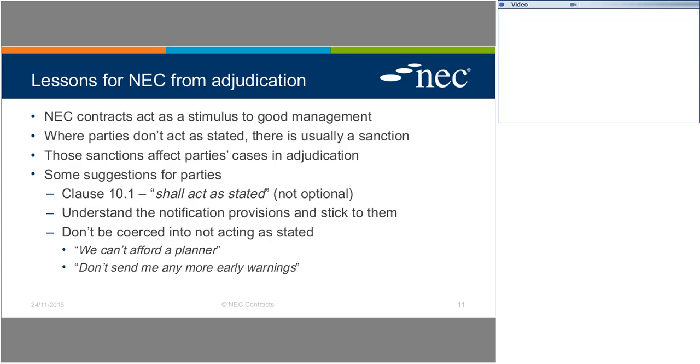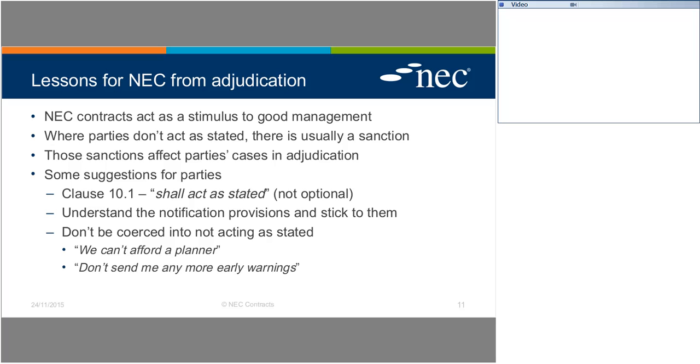Now, clause 10.1 in all but one of the NEC contracts talks about mutual trust and cooperation, which we haven't got up here, because we think the more important sentence here is that the parties shall act as stated. And as you can see in brackets, we say that isn't optional. Most of the actions attributed to people or companies in the NEC contract are mandatory. There are very few uses of the word "may". It usually says that the project manager does this or the contractor does that.